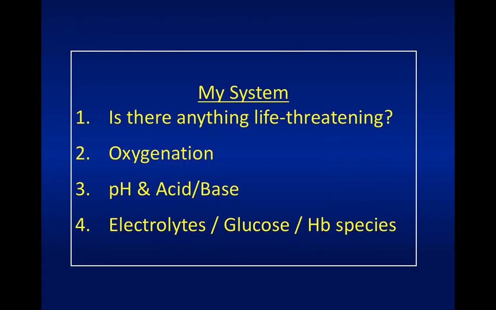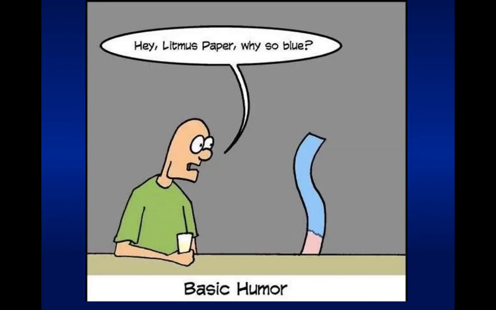Just remember the rules though. Well, these aren't the rules. Just make sure you have a system. Always check for life-threatening things, check the oxygenation, and then you can try and puzzle through the pH and acid-base problems. And have a look at the electrolytes and glucose, etc. I think the key is to remain systematic when looking at blood gases, and then you'll start to be able to pick up those nuances.